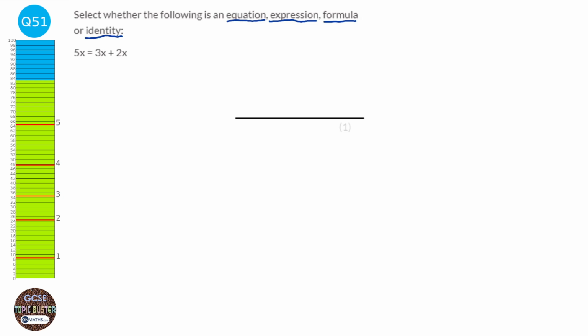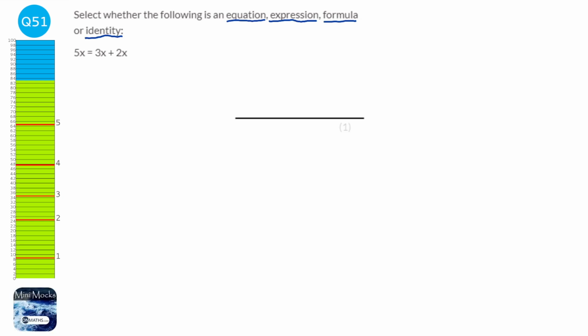So an example would be x times x equals x squared. That's an identity because that's true for all values of x. So looking here, on the right-hand side, we've got 3x plus 2x. But if we imagine x is 10, so 3x would be 30 plus 2x would be 20, 30 plus 20, well, that will equal 5x, 5 times 10.